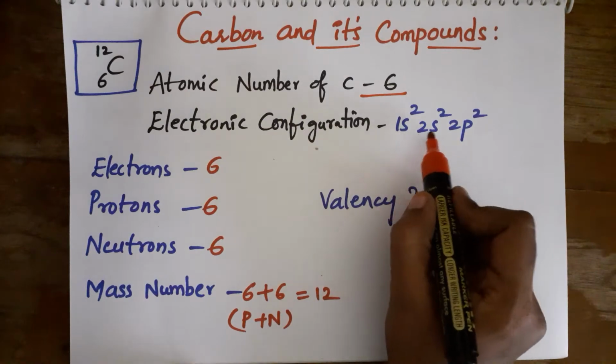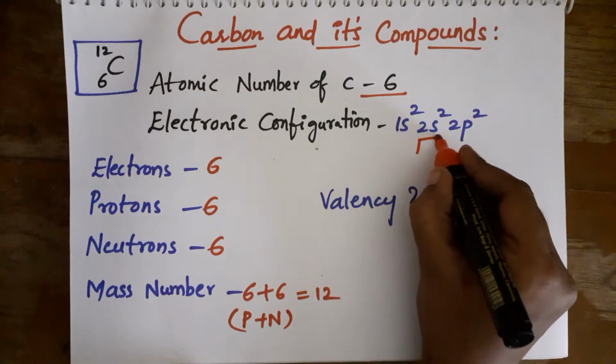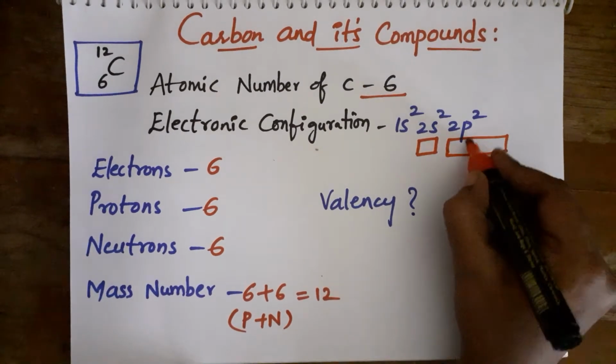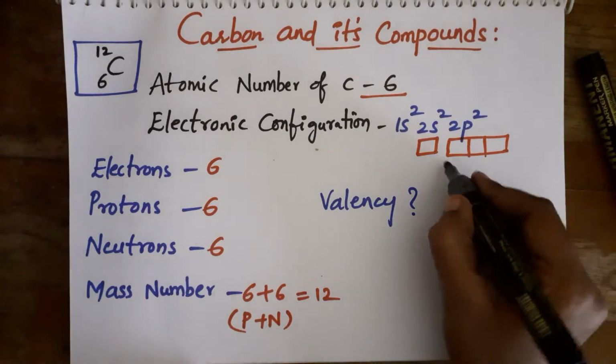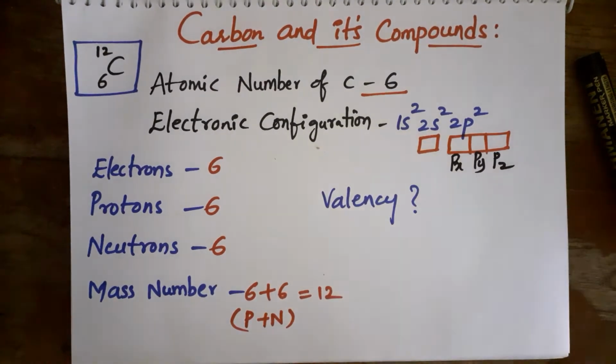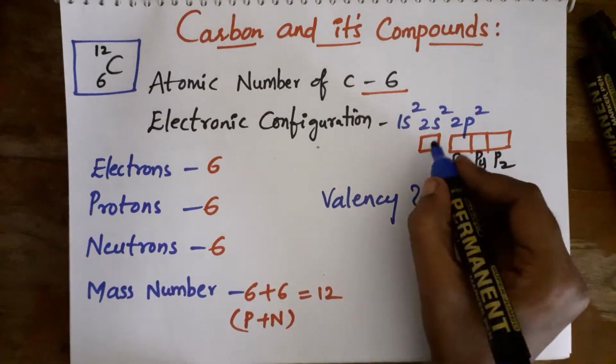Here 1s2, 2s2, 2p2. Okay, here the s orbital does not contain any subshell and the p orbital contains 3 subshells. Okay, what are they? They are px, py and pz. The electrons are filled according to Hund's rule.